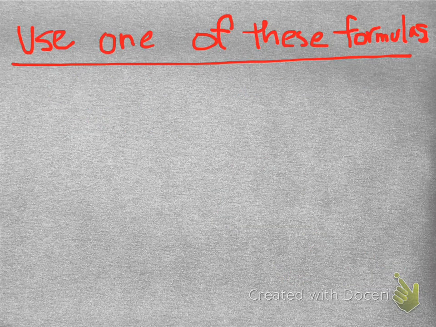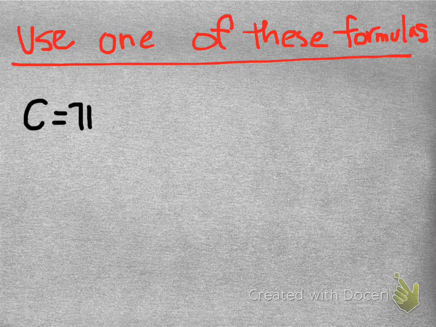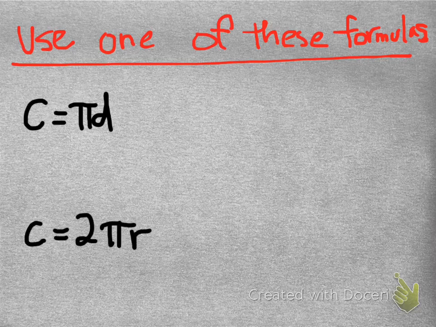We're going to use one of these formulas depending on the information they're giving us. So one of the formulas is circumference, which stands for C, equals pi times diameter. If they're giving us a diameter, then we just multiply that by pi, then we get the circumference. Another formula that you can use would be if we don't know the diameter, but they're giving us the radius. And remember, the radius is half of a diameter. So if they're giving us the radius, then it would be 2 times pi times the radius.